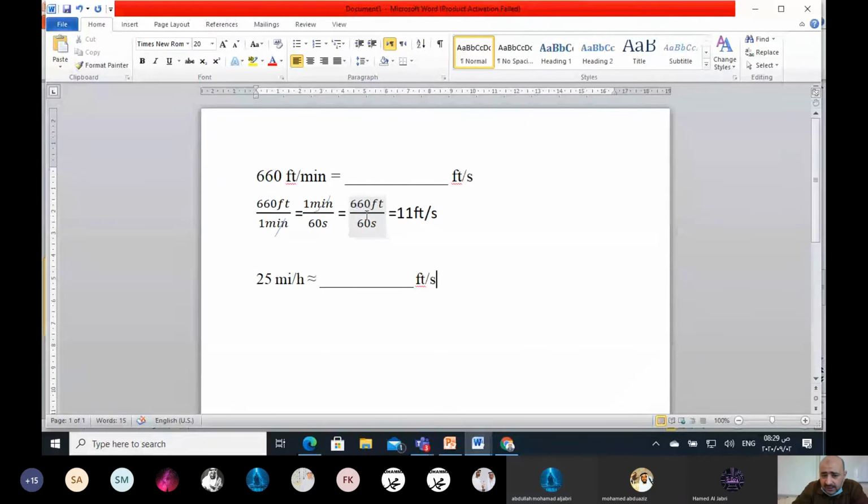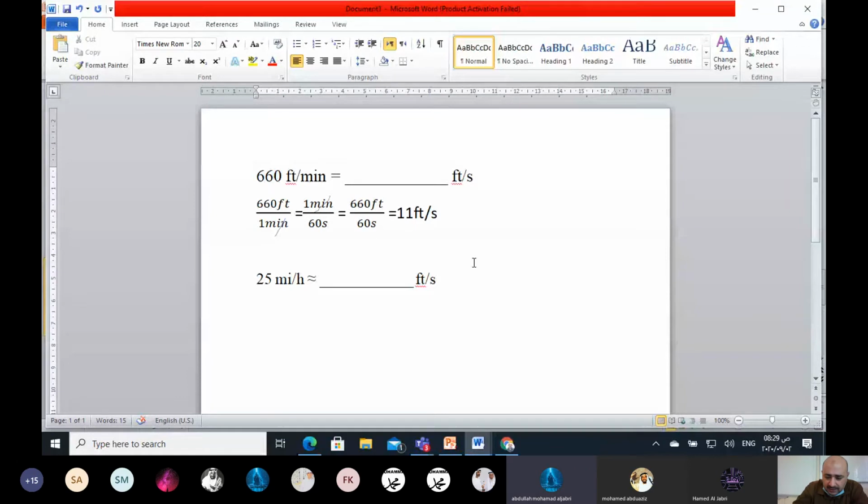We have 660 divided by 60. 66 divided by 6 will be what? Will be 11. And cancel 0 with 0. So the last answer will be 11.